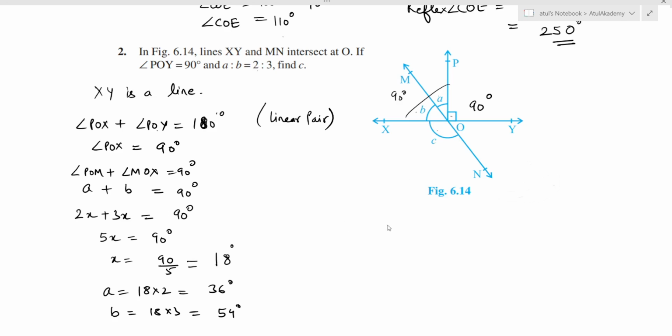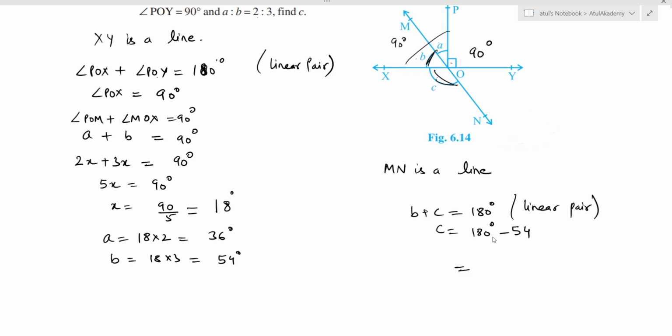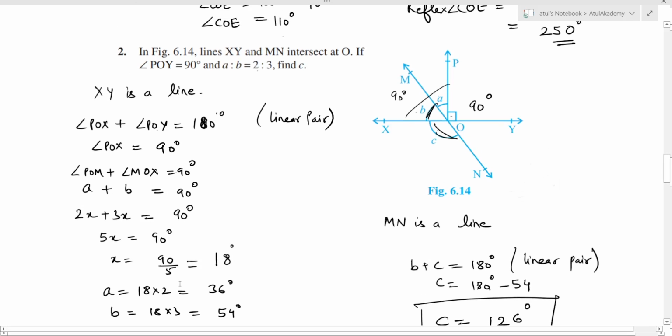Finding C is easy. You know MN is a line, if you check. So this B and C, B plus C is 180 degrees. Linear pair again. So what will be C? 180 minus 54, B is 54, we just calculated. So 10 minus 4 is 6, 7 minus 5 is 2. C comes out to be 126 degrees. I hope that's clear, students. Yeah, we got C. There are many ways to find it out also.